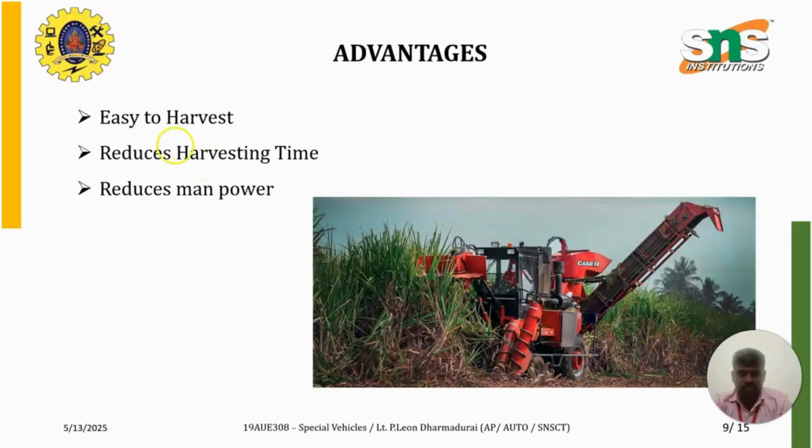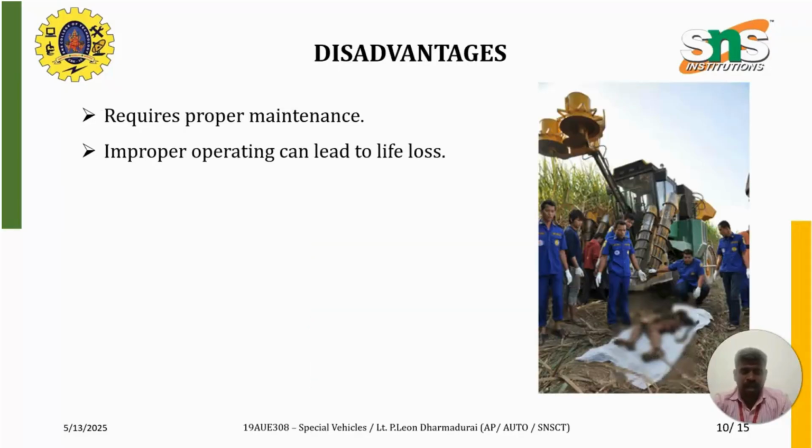The advantages of this vehicle are that it is easy to harvest, the harvesting time is less, and it also reduces the manpower. The disadvantages are that it requires proper maintenance, and improper operation can lead to loss of life. Before operating the vehicle, we should ensure that no living beings like humans or dogs are present in the bushes, because it easily knocks down and kills animals or human beings in those bushes.